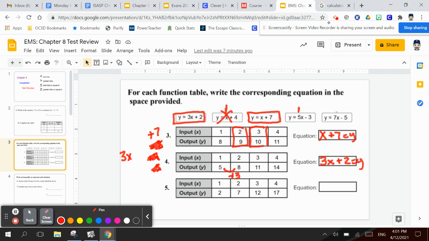Let's try the last one, because we know this one works. Well, let's try this one. 7 times 1 is 7, minus 5 is 2. Ooh, that one works too. Let's try 2. 7 times 2 is 14. 14 minus 5 is 9. Oh, that says 7. So I know that one doesn't work. So this one here for number 5 has got to be 5x minus 3 equals y.